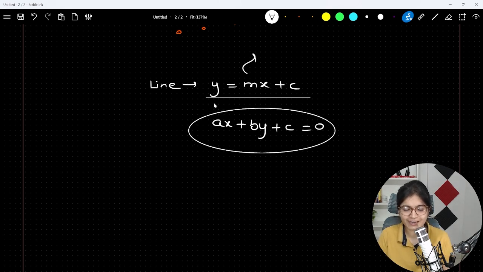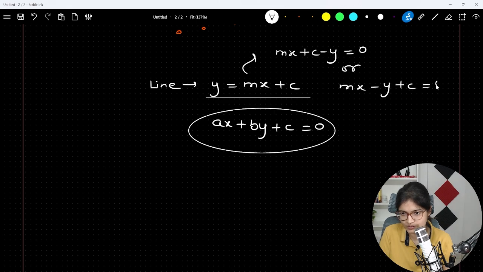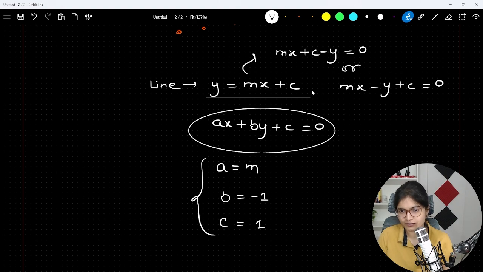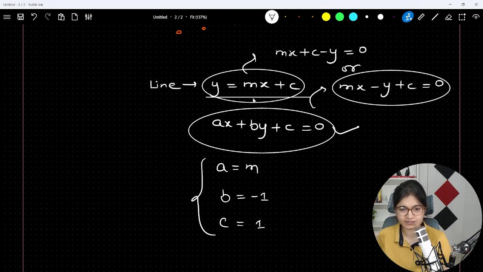Do one thing, you can take everything to one side where you can say mx plus c minus y is equal to 0. So you can observe here, right? Or you can write it as mx minus y plus c is equal to 0. So all these are the coefficients where the value of a is equal to m, the value of b is equal to minus 1, and the value of c is equal to 1. So definitely writing the equation this way or that way, all these are the same things.